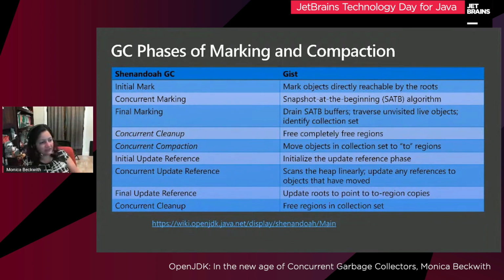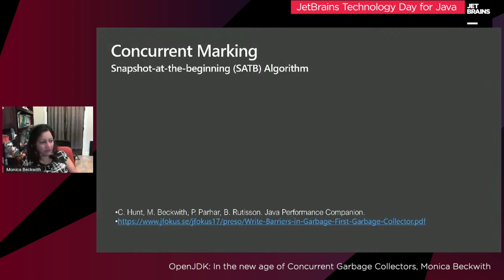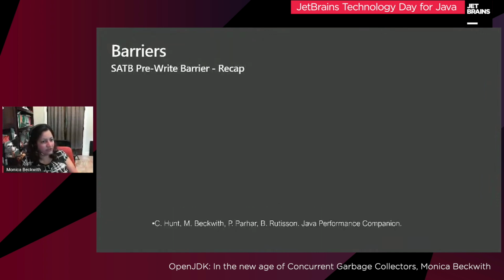To get more details, there is a page dedicated by the Shenandoah team. Please go ahead and look at the openjdk.java.net Shenandoah page, and they have the most up-to-date information over there. I already spoke about the concurrent marking algorithm, which is similar to G1 GC. So this is just a reminder for that. To read more about that, please look at the presentation listed here.